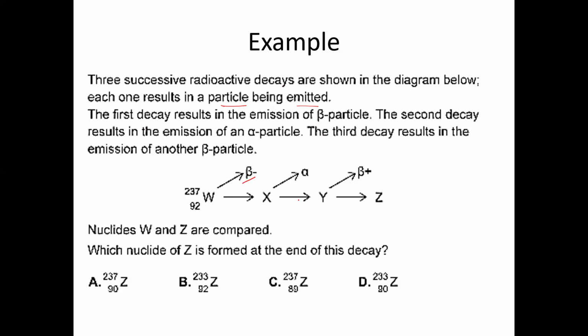The second decay results in the emission of an alpha particle. And the third decay results in the emission of another beta positive particle. Nuclides W and Z are compared. Which nuclide Z is formed at the end of this decay? So we have to tell the final number of protons and neutrons in it.